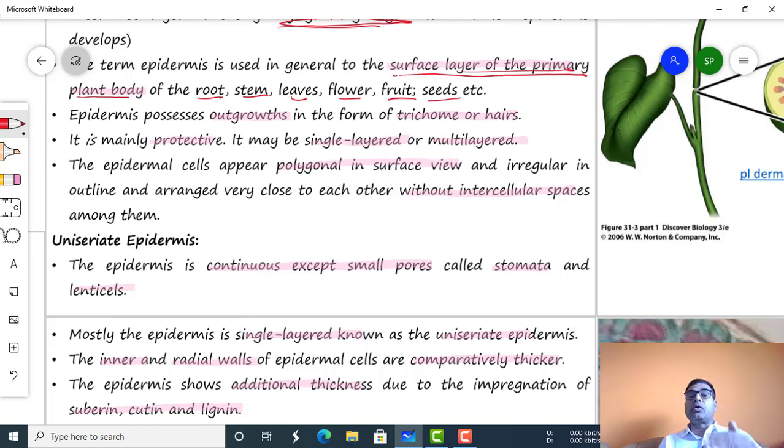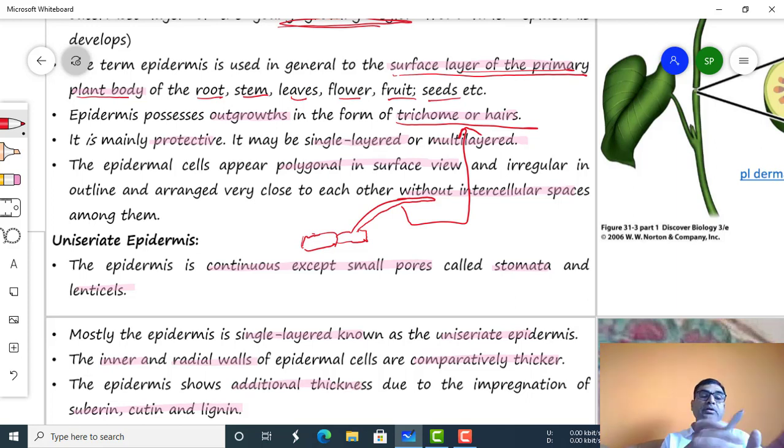This epidermis possesses outgrowths in the form of trichomes or hairs. Some of the epidermal cells, suppose this one is an epidermal cell, this one is another epidermal cell, protrude out in the form of appendages, and these appendages are called trichomes or hairs. It is mainly protective. Epidermis is a protective one. It may be either single layered or multi-layered. When epidermis is formed by a single layer, it is single layered, and when it is formed by 2, 3 or more layers, then it's called a multi-layered epidermis, or also called a multiple epidermis.